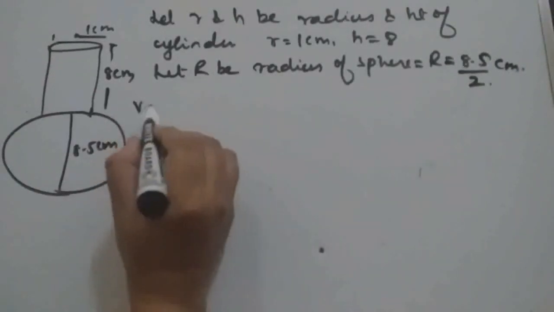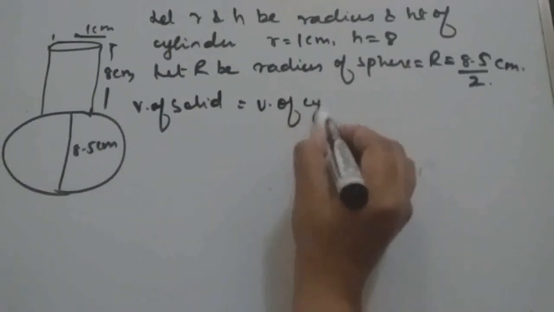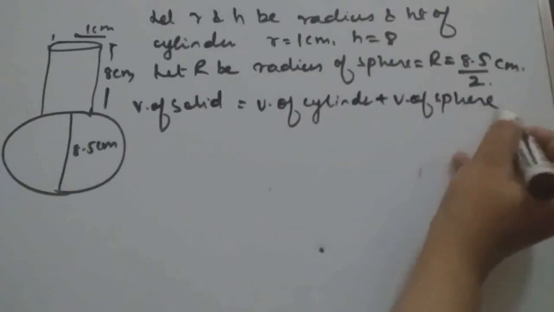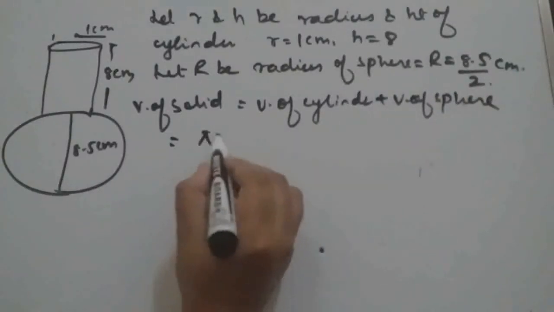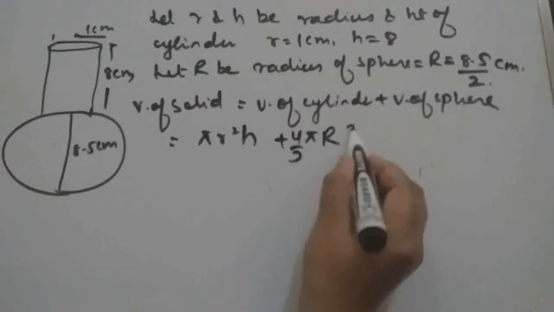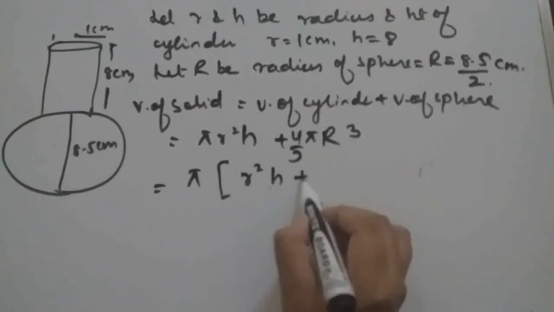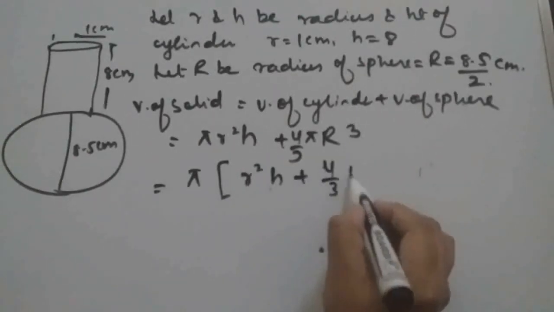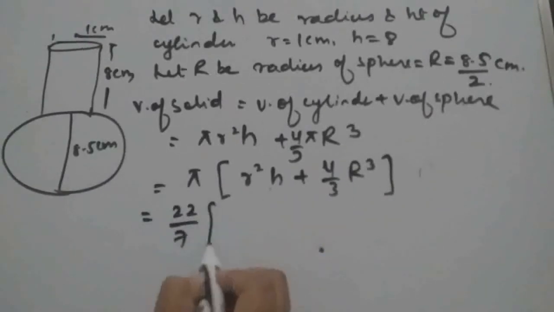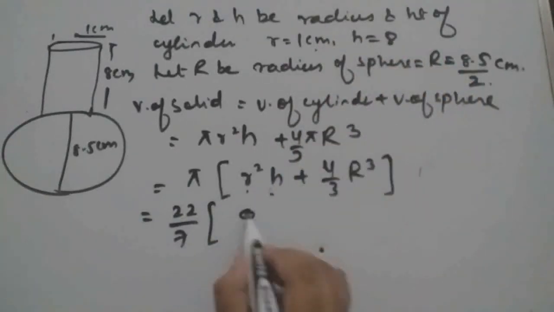Okay. So volume of solid will be what? Volume of cylinder plus volume of sphere. That is pi r square h plus 4 by 3 pi capital R cube. So only pi we can take common, isn't it? R square h plus 4 by 3 R cube will remain inside. So pi is 22 by 7. R is 1 and h is 8. So 8 ones are 8.